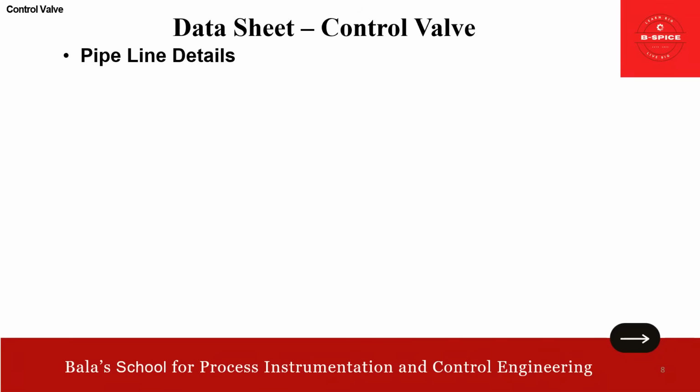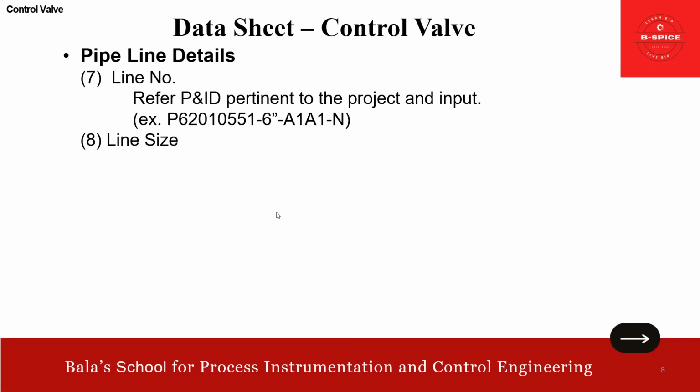So now we'll focus on pipeline details. In the pipeline details, the first item is the line number. Where can we pull this out from? If you refer to the previous P&ID course, you can see the line schedule list. From there, you can pull out this data. For example, in this case, P60210551, followed by the 6-inch, that is the line size, then followed by the piping class, and also this insulation rating. So that's for the line number.